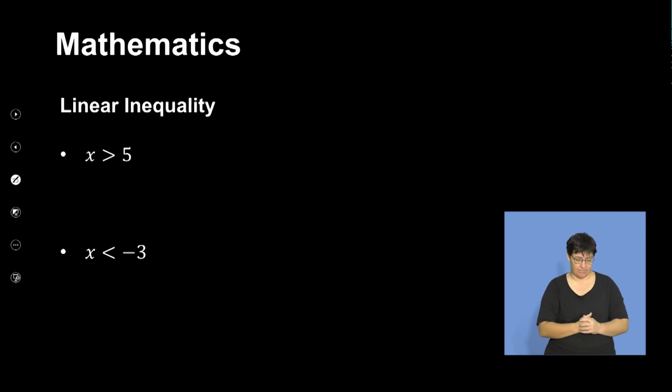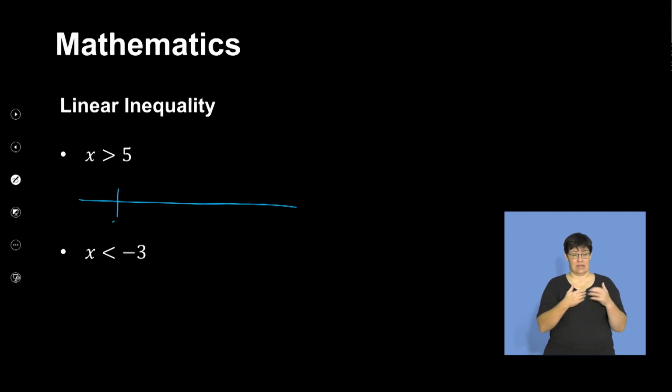Now, if I have an unknown, x greater than 5, and I want to represent this on a number line, I will say that if I have 5 there, anything that is greater than this, meaning bigger than 5, will satisfy this solution that I have here.